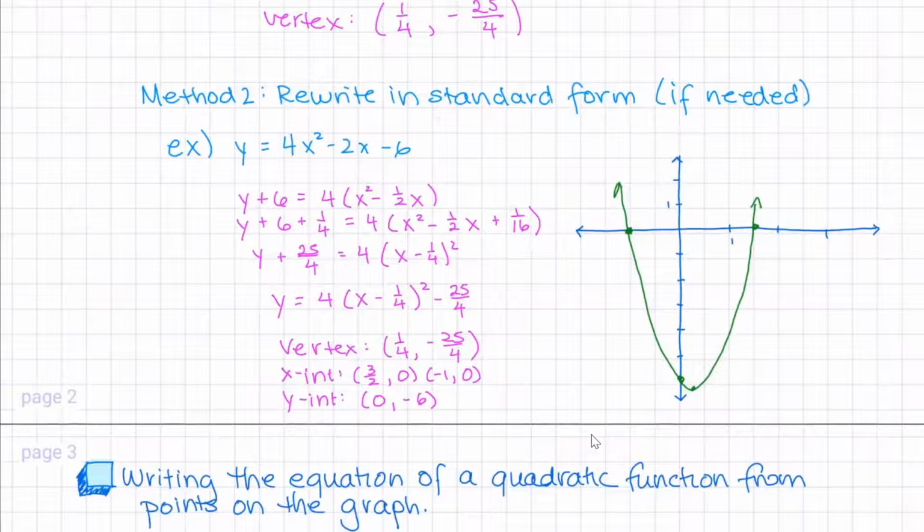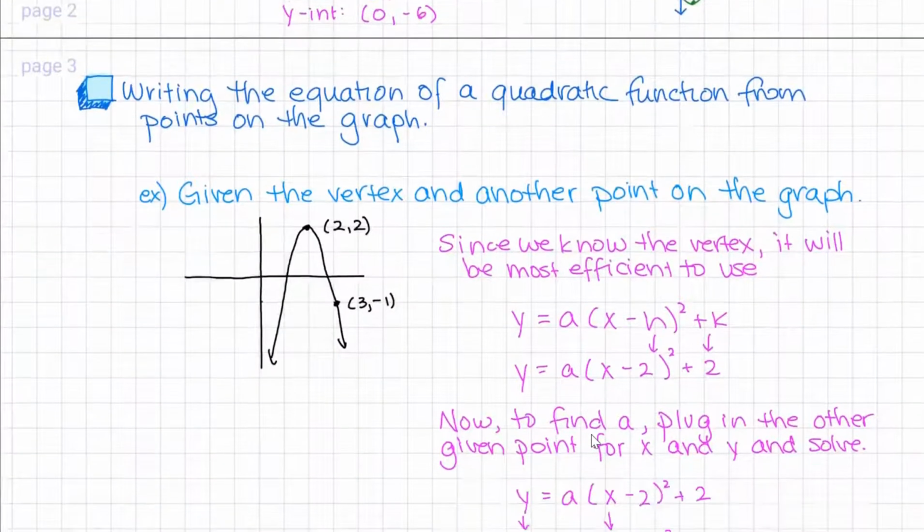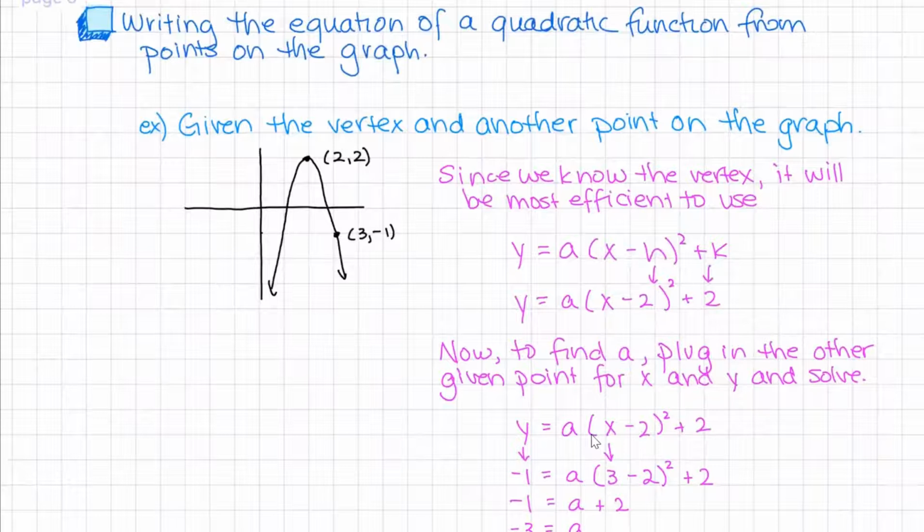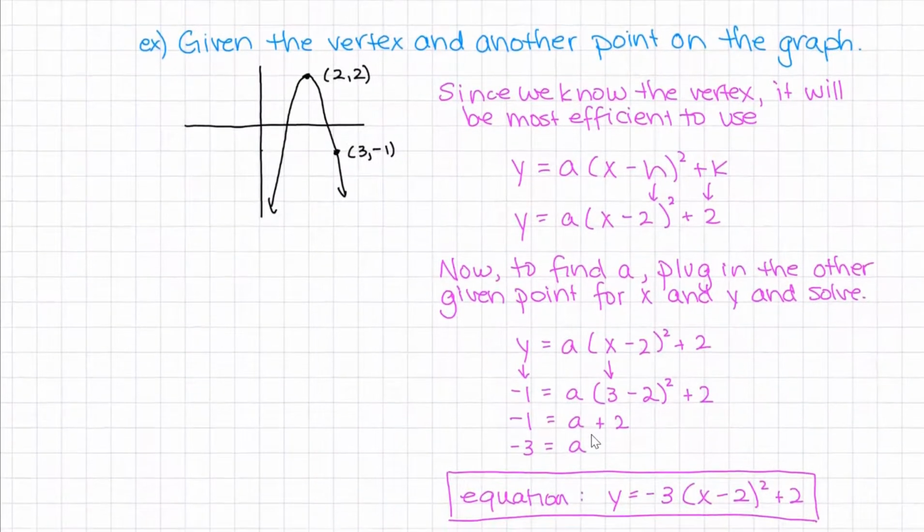All right, so then writing the equation from points on the graph, and it just kind of depends on what you're given. So here's one example. The key is here we're given a vertex. If we're given a vertex, let's use that form that has the vertex in it. So right away I can plug in the 2, 2 into h and k. And then to find a, I can use this other point. That's an x and a y coordinate. So I can let x equal 3 and y equal -1.